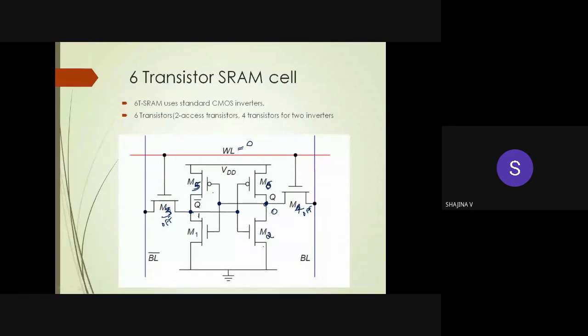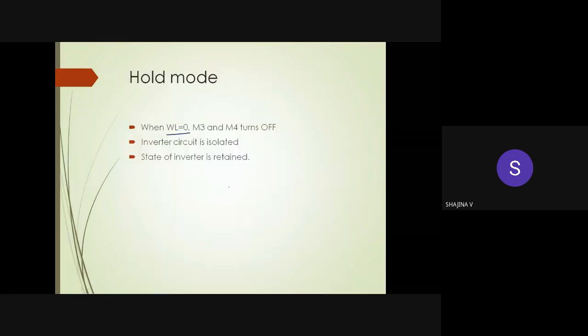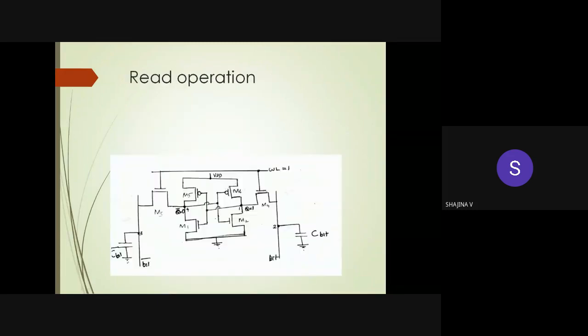Okay, so that is the hold operation. Now coming to read and write operation. So for read and write operation, in order to explain read operation, or also write operation, we have to consider parasitic capacitance.